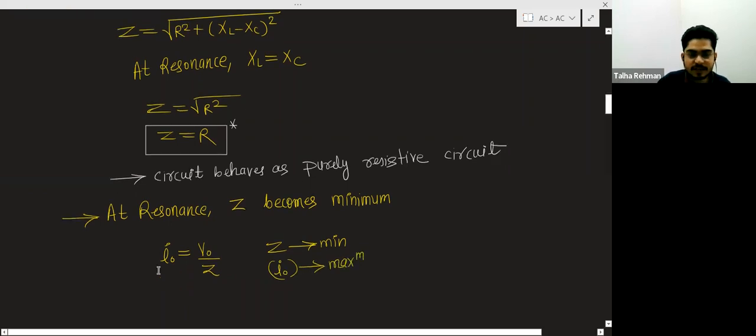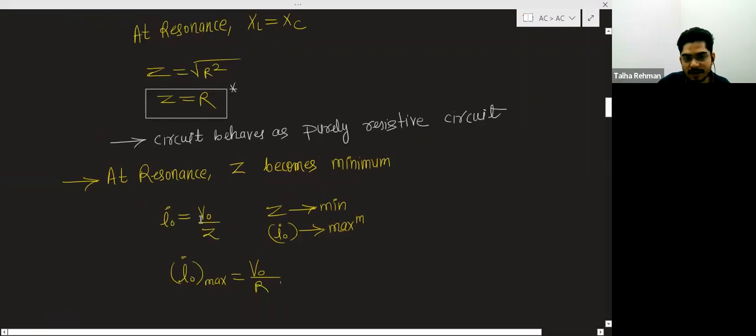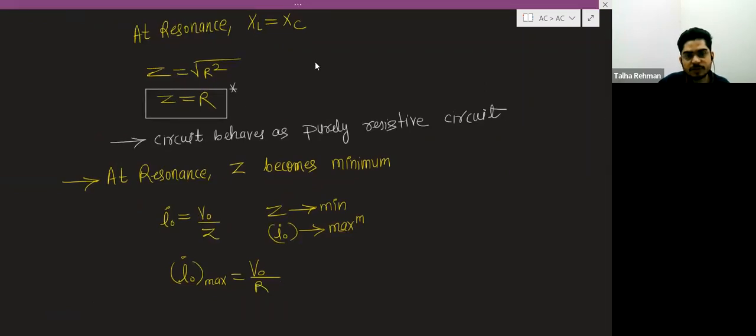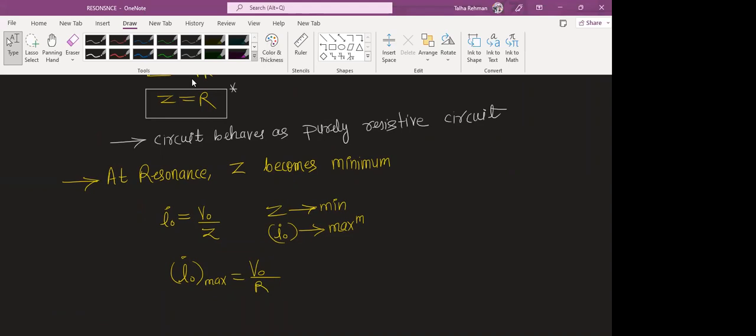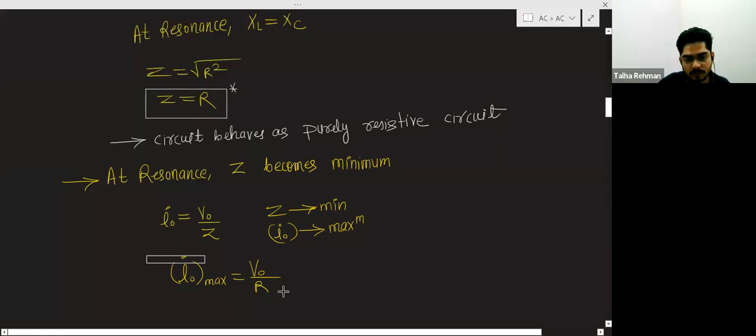So the current in the resonance condition is given by I naught max is equal to V naught divided by R only. Why R? Because Z is equal to R in case of resonance. That is why I have written this. So this is the next thing.